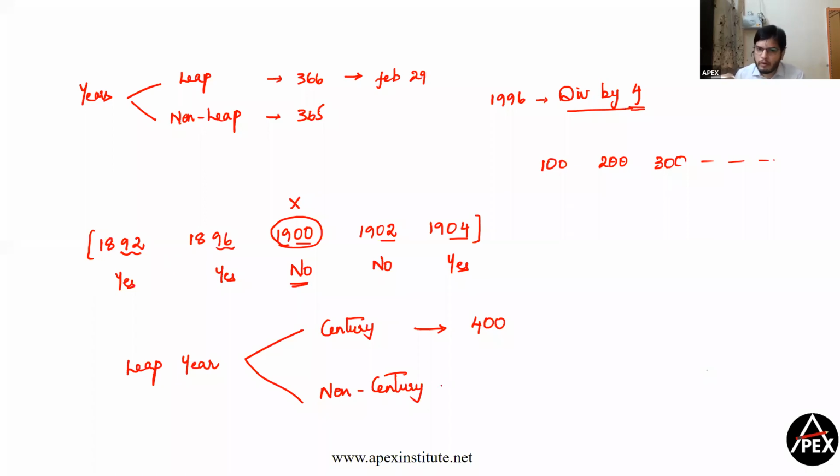For non-century years, what are they? The remaining years; the years which are not century years. For them the rule is simple: the given year should be divisible by 4. Clear? Now you can determine whether a given year is a leap year or not. Any doubts still here? Quick responses. Clear. Perfect.